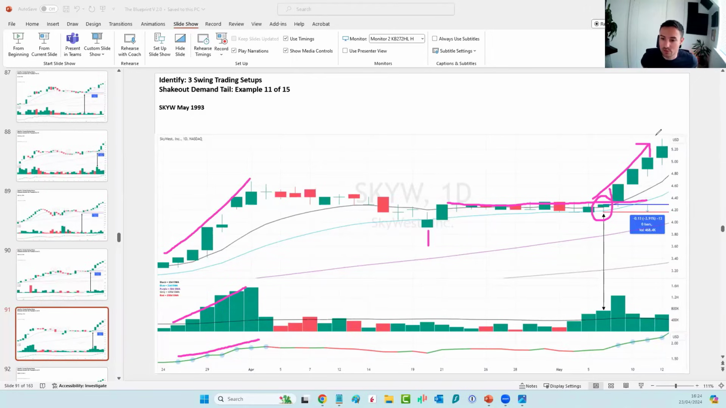I'm saying, hey, Jack, how do you differentiate a good shakeout demand tail from a weak one? Hopefully with all the examples that I'm showing you, Mark, and we'll do it in the bar by bar bit a little bit later on. It'll probably take me 10 minutes or so to get to that bit.